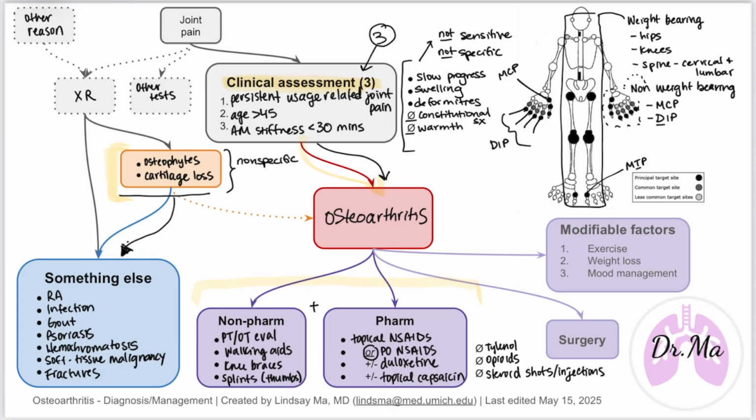Some notable management points include non-pharmacologic methods such as getting walking aids, knee braces, and splints. NSAIDs are the mainstay for pharmacologic management of osteoarthritis, but not every patient can safely take NSAIDs, so you can also consider duloxetine and topical capsaicin. Tylenol, opioids, and steroid shots have been historically used for osteoarthritis but are not recommended.